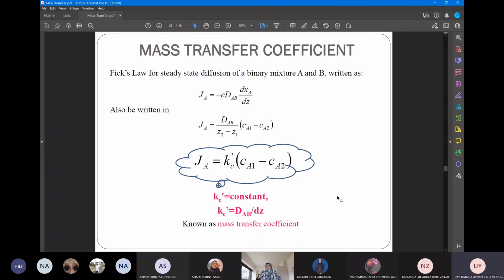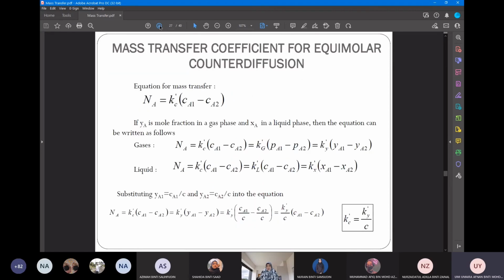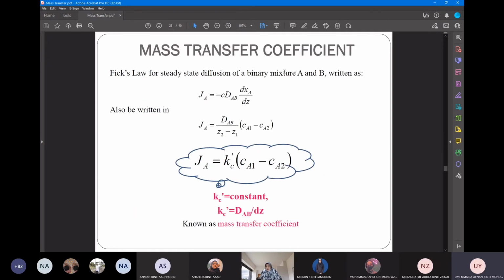Okay, so this is just mass transfer coefficient. Coefficient is a constant, to put it simply. Then we have mass transfer coefficient for equimolar counter diffusion, using this formula. You just need to know this for this particular calculation. The mass transfer coefficient for equimolar counter diffusion, or the mass transfer coefficient topic, is just for your knowledge.